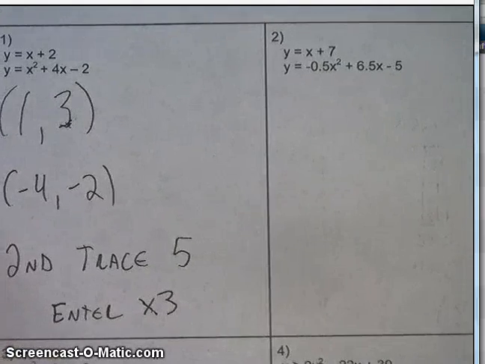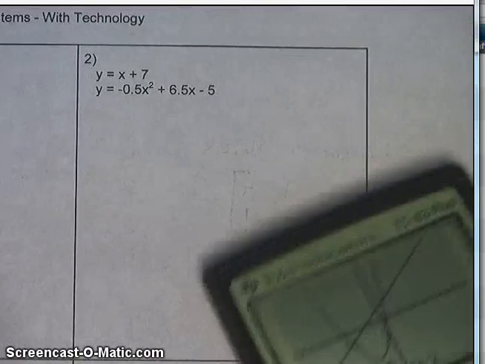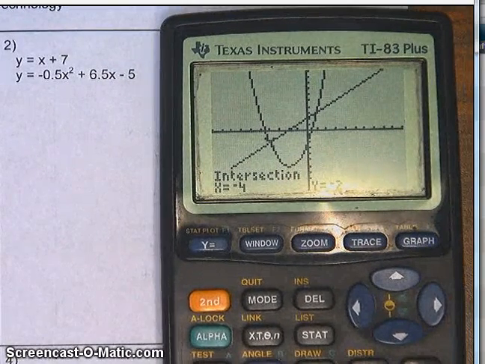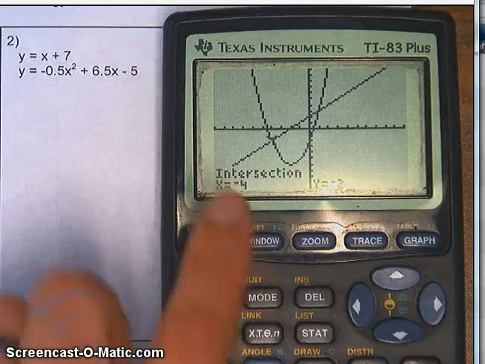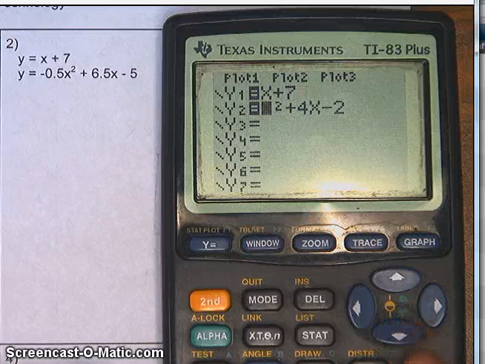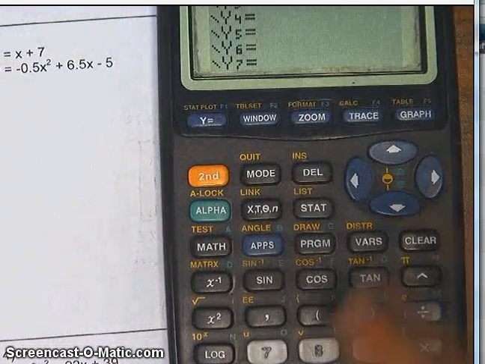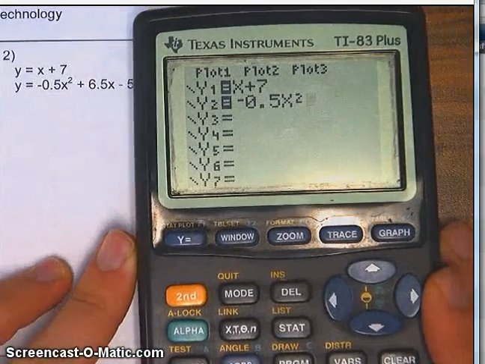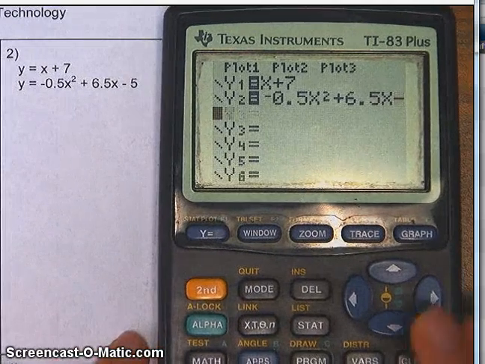Let me show you another one like that. Right here. This time, we've got an equation which is linear and an equation which is quadratic. So I'm not going to use the matrices this time. I'm going to use y equals. I'm going to type in x plus 7 and -0.5x squared. If you're wondering where that x squared button is, it's right here, x squared. And plus 6.5x minus 5. And I'm going to graph it.